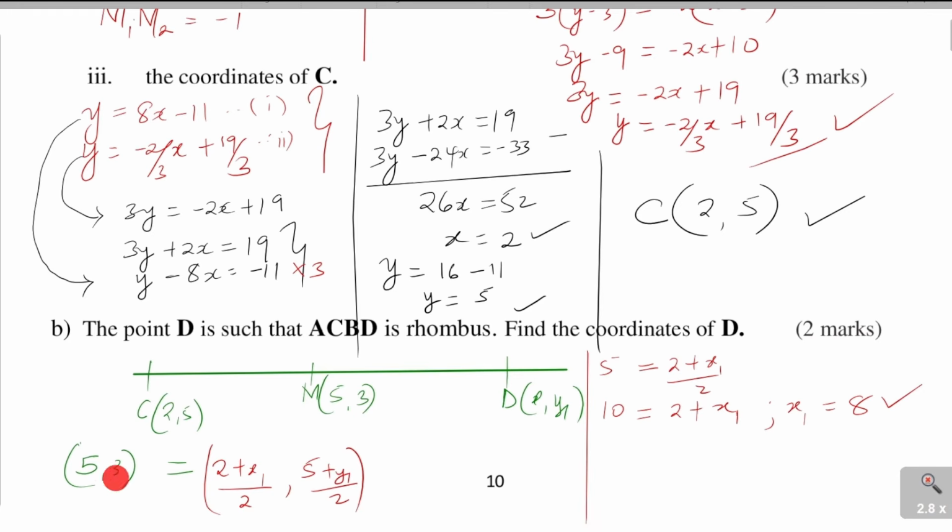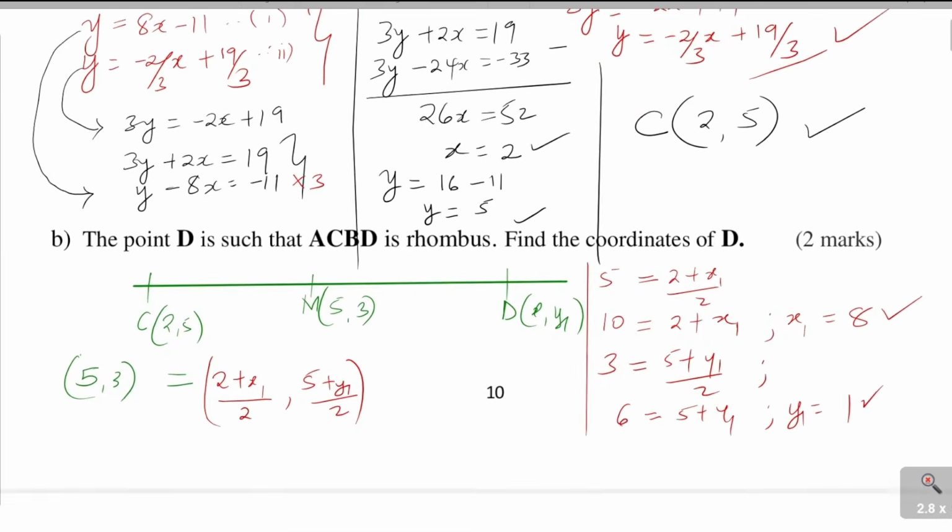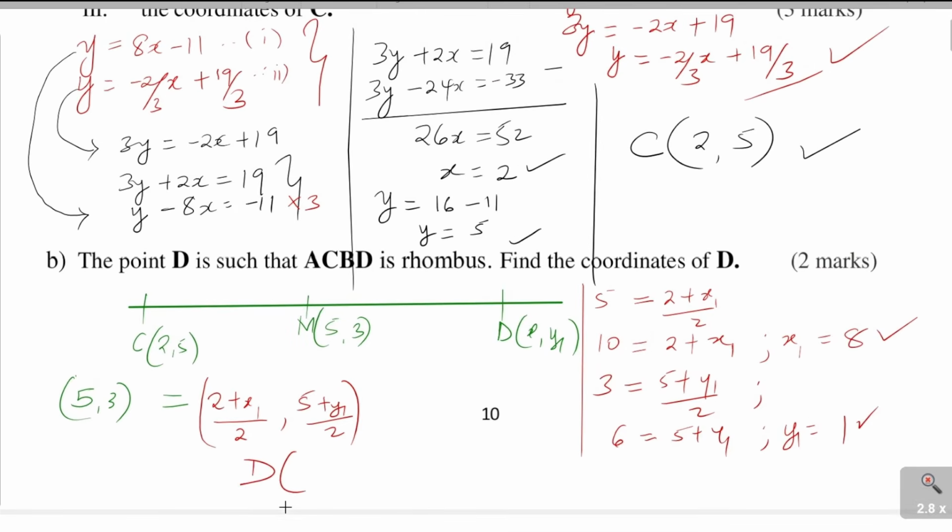Then 3 corresponds to 5 plus y1 divided by 2. Multiplying both sides by 2, you get 6 equals 5 plus y1. If this is the case, then y1 will be 1. Now we have x1, y1. Therefore D will be x1, which is 8, and y1, which is 1. So those are the coordinates of D, and that is how you are supposed to solve that question.